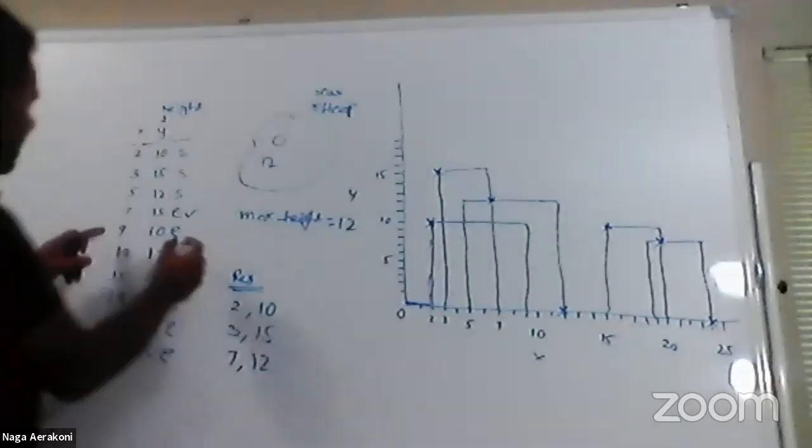Can you explain, Naga, why we were removing things? Because we are seeing the end, right?